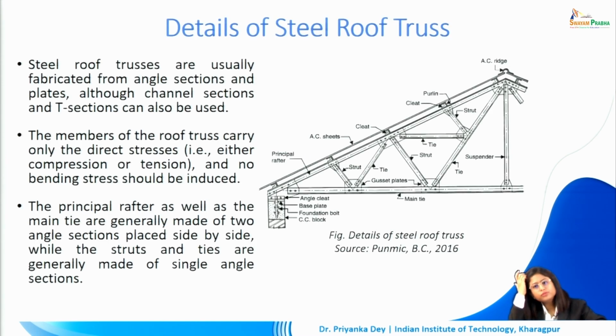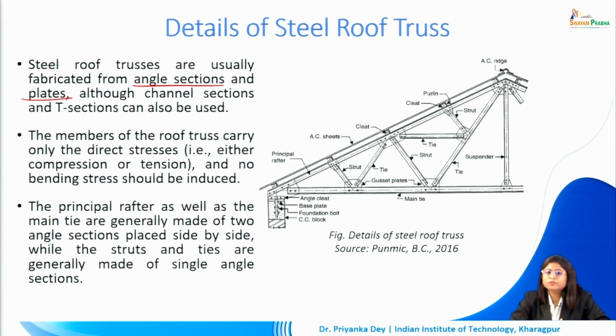So, the steel roof trusses are usually fabricated from angle sections and plates, although we can also use channels and T-sections. Now, the members of the roof truss carry only the direct stresses, that is either compression or tension, and no bending stress should be induced.